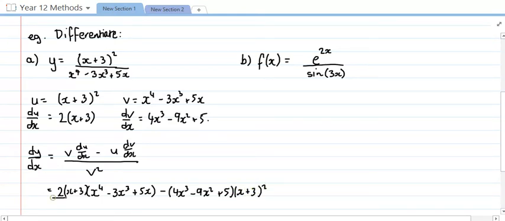And that has to all be divided by v squared, which, well, that's not going to be anything nice at all. So it's just (x to the 4 minus 3x cubed plus 5x) all squared. And that's as far as we'll go with that.